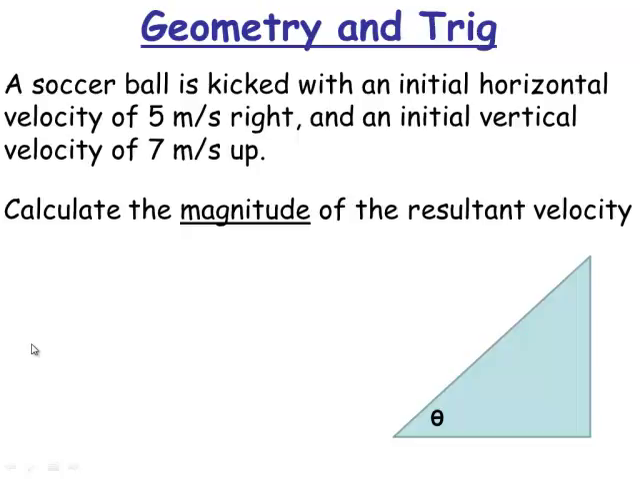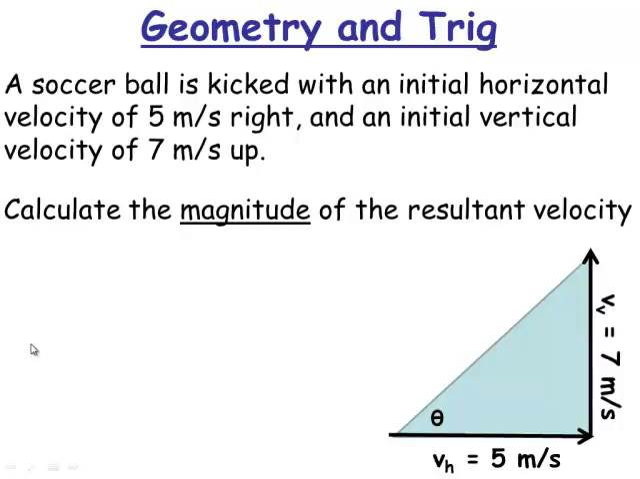Here's an example of where you would need to use geometry and trig to solve a physics problem. A soccer ball is kicked with an initial horizontal velocity of 5 meters per second to the right and an initial vertical velocity of 7 meters per second up. Calculate the magnitude of the resultant velocity, v.